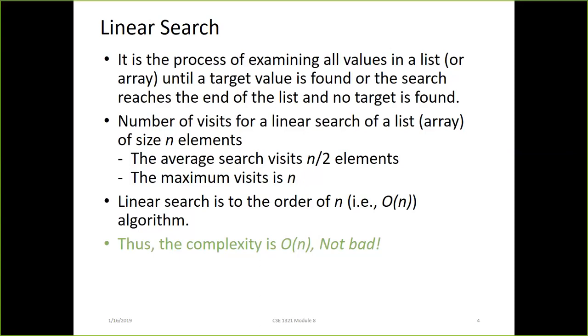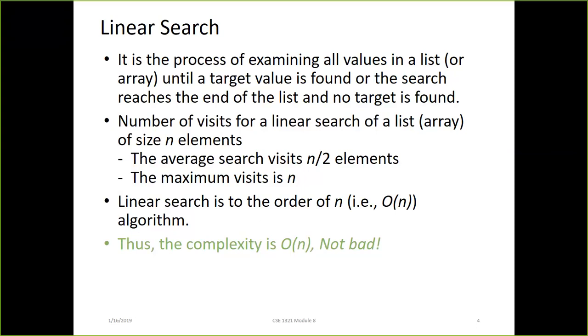Linear search means it will be searching for an element in a list starting from the beginning towards the end of the list, or vice versa, in reverse order, starting from the end to the top. Unless you find it, or unless you go to the end of the list.